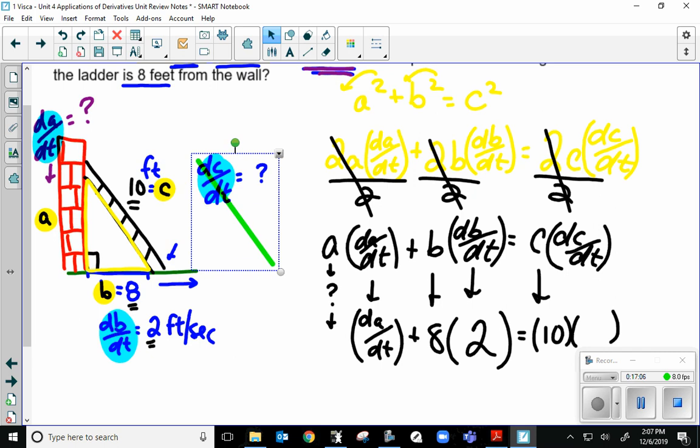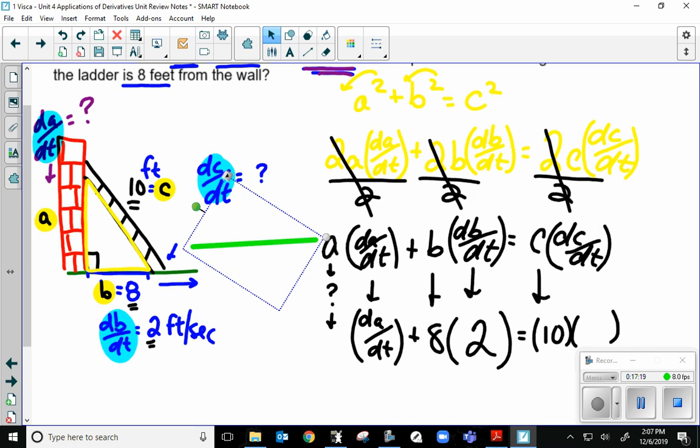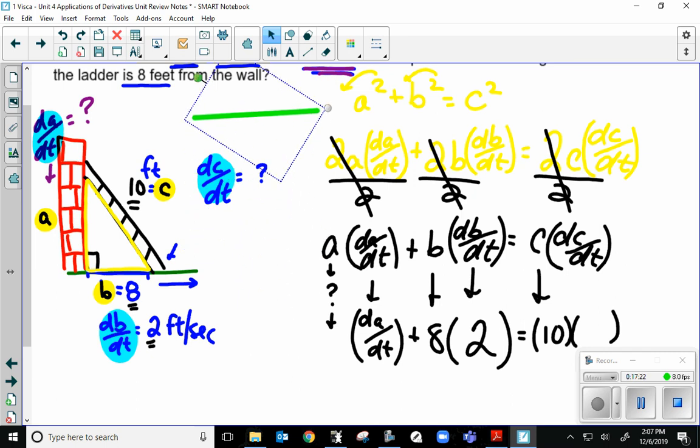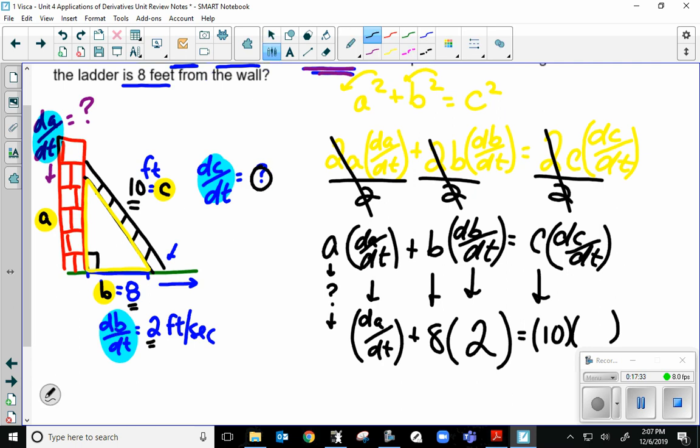When this slides, when it moves back, see the bottom just slides out? Does that change? The top, that distance never changes. That's a 10-foot ladder. Even if it ends up flat on the ground, that's still 10 feet. That distance never changes. That number 10 is a constant. And what's the derivative of any constant? 0. The change in the distance of the ladder is 0 because the ladder is 10 feet. It is a constant. It never changes. That makes this real easy.